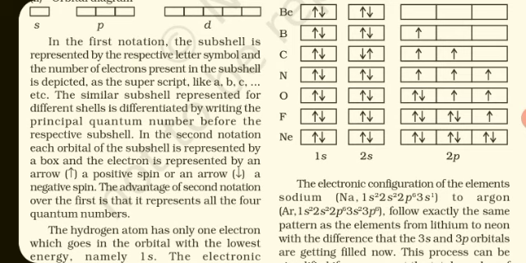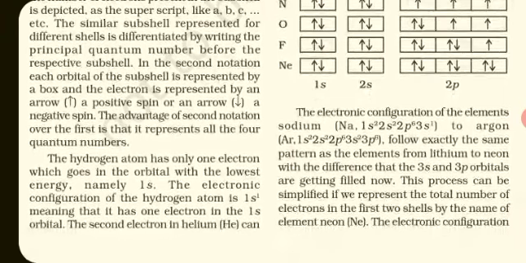In the second notation, each orbital of the subshell is represented by a box, and an electron is represented by an arrow, an upward arrow for positive spin, or a downward arrow for negative spin. The advantage of the second notation over the first is that it represents all the four quantum numbers. So the second is very useful because it represents all the quantum numbers.